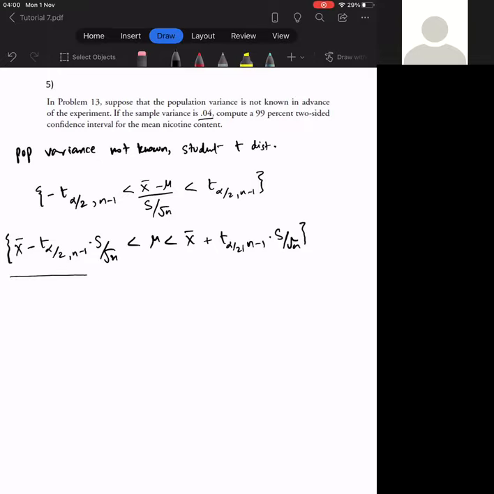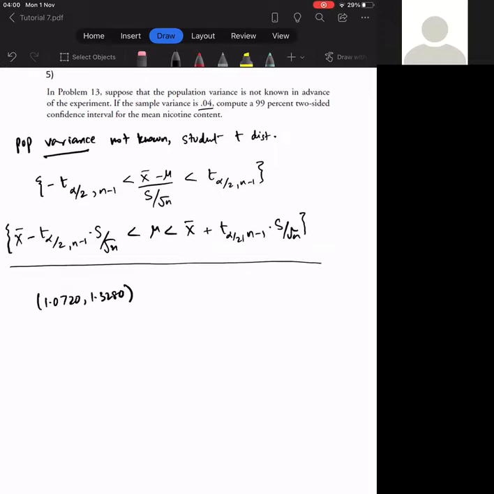आपको टी टेबल जो है वो अवेलेबल होगा स्टूडेंट टी डिस्ट्रीब्यूशन का. You can take a look at it online as well. But once you plug the values in, you should be getting the following range. Yeah, you use the student t distribution if the variance is not known, and you use the normal distribution if the variance is known. Mu belongs to this with 99% confidence.